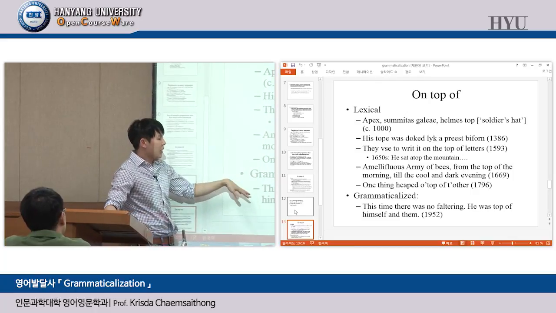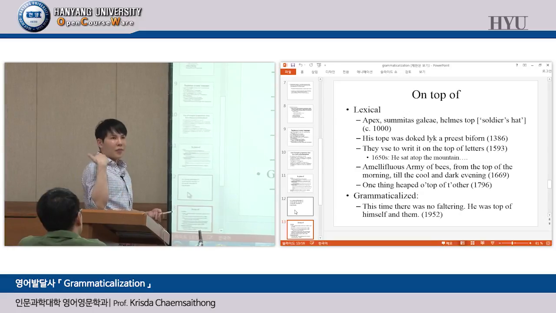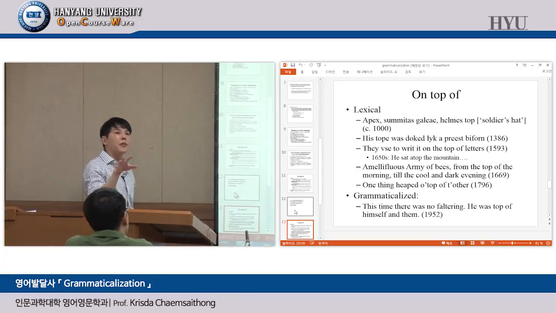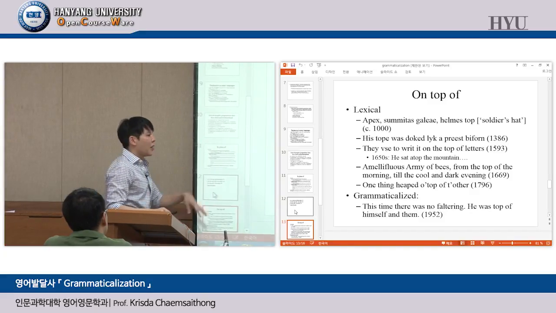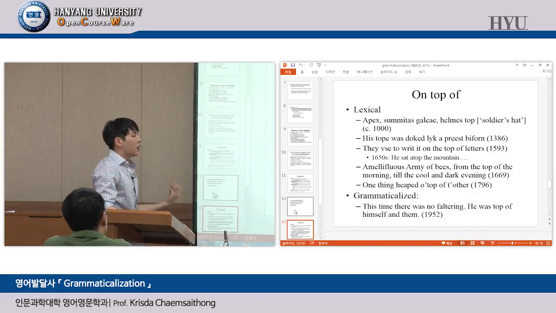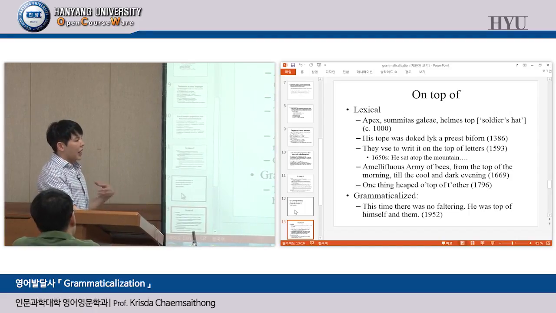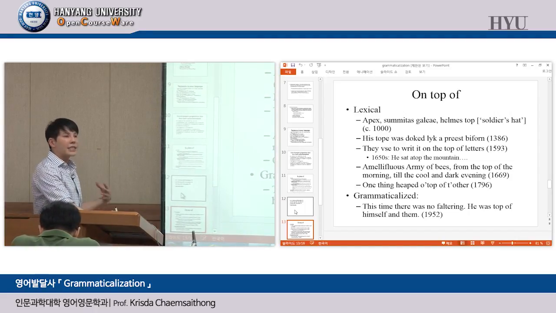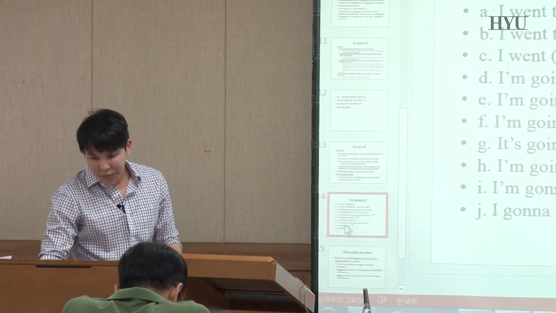And finally, he was top of himself. Of course, he cannot be physically on the top of himself, right? And on the top of other people, on the head of other people, he cannot be like that. But on top of is referring here to perhaps ability or some kind of fluency or some kind of excellence like that. Okay. We are out of time.